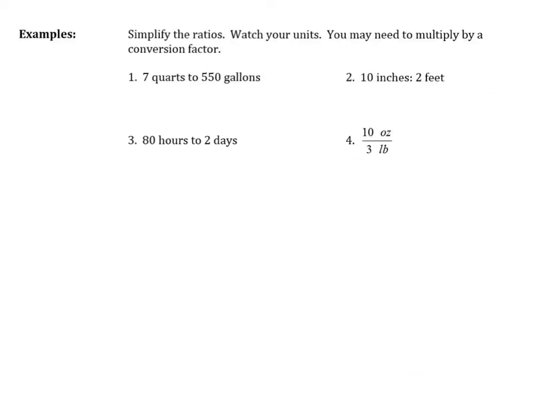The other thing you need to know about ratios is that you always want them in the simplest form. It's also a matter of what those units are. You want them to be in the same units. So let's take a look at this first one. They're telling me my ratio is 7 quarts to 550 gallons. Well, the first problem is they're not in the same units. So I either want to change them both to quarts or both to gallons. The rule of thumb for this is always go with the smaller unit. Quarts is smaller than gallons, so my goal is to change both of these to quarts.